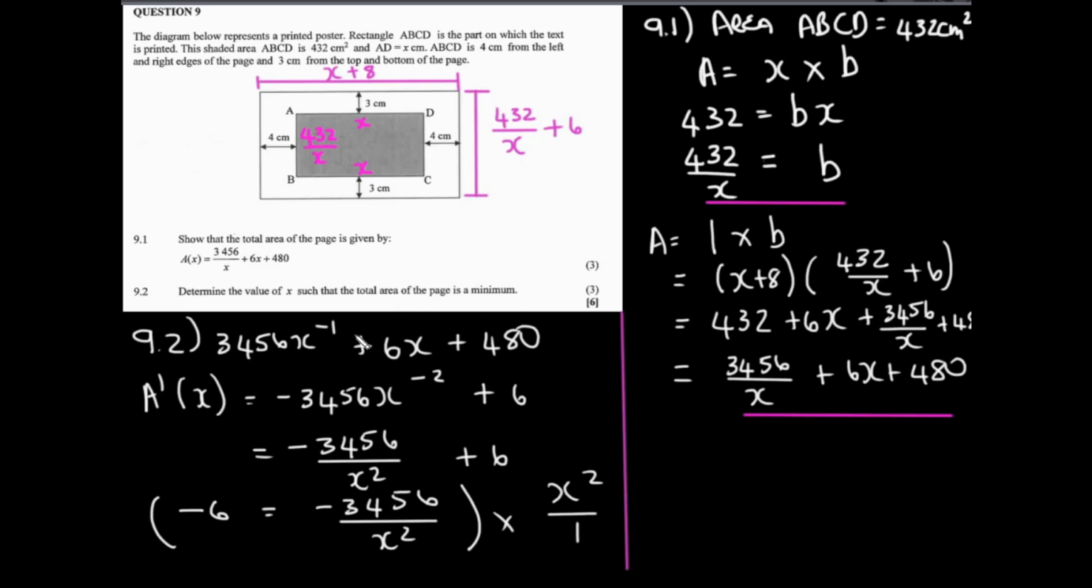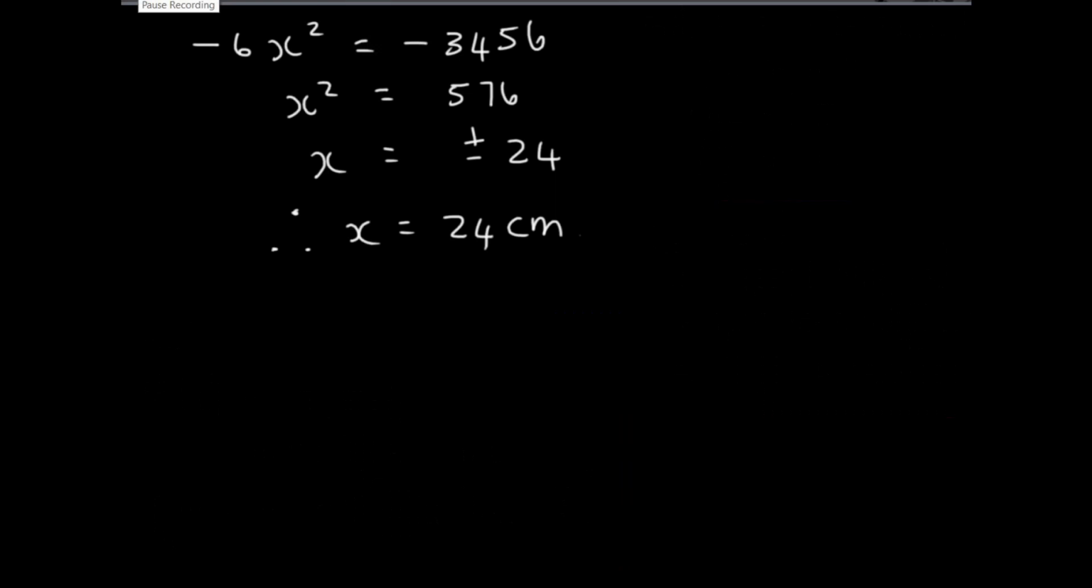And now we need to take a derivative. This gives us negative 3,456 x to the power negative 2 plus 6. The 480 is the constant and it will fall away. What do we do now? We need to take this expression and we are going to solve for x. So here we've multiplied out by x squared and we get negative 6x squared is equal to negative 3,456, and that gives us x is equal to plus minus 24, but distance is never negative, so what we can say is that x is equal to 24.